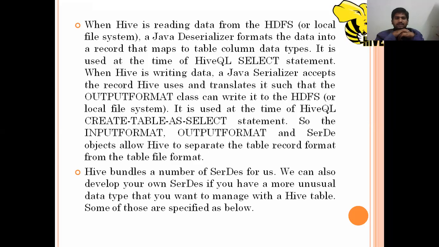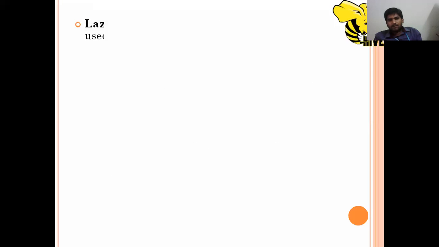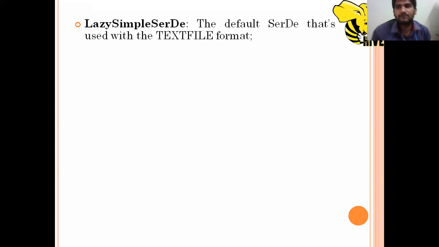Hive bundles a number of serializable, deserializable classes for us. We can also develop our own serializer, deserializer if you have more unusual data types that you want to manage with a Hive table. So some of these are specified as below. You can see various file formats which are unusual that we are going to handle.